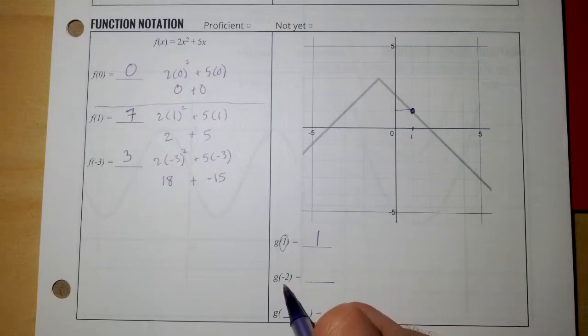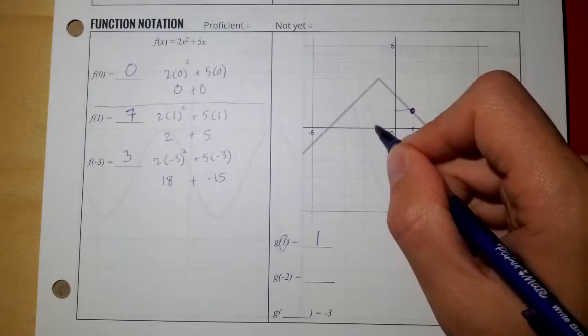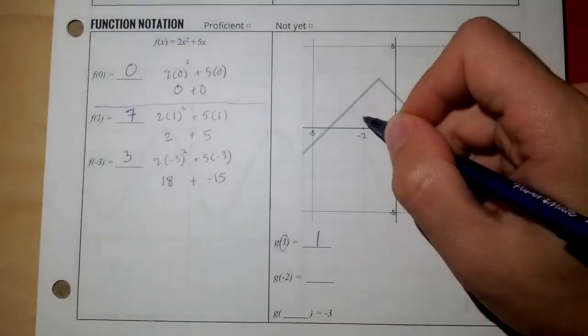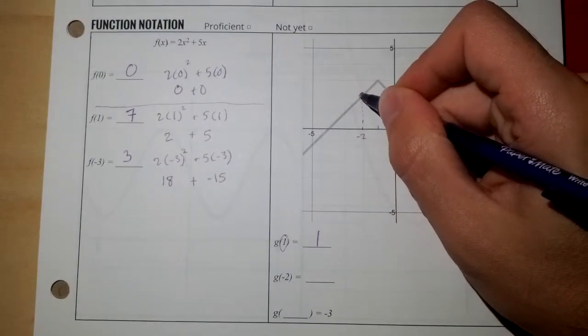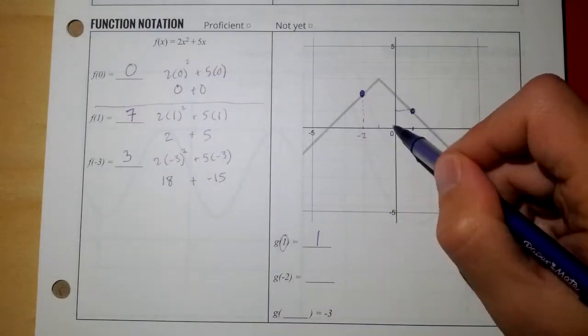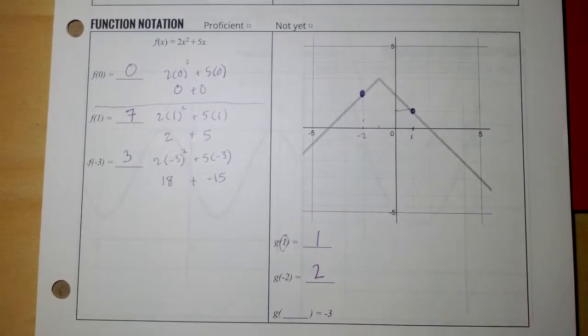For the second problem, I have g of negative 2. So I go find negative 2, right there. See where it intersects my function. It's right up there. And that is going up 2. 1, 2. So g of negative 2 is positive 2.